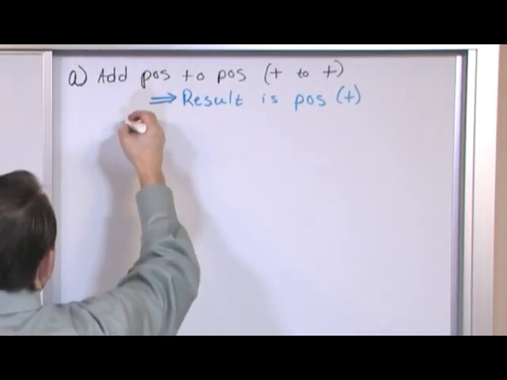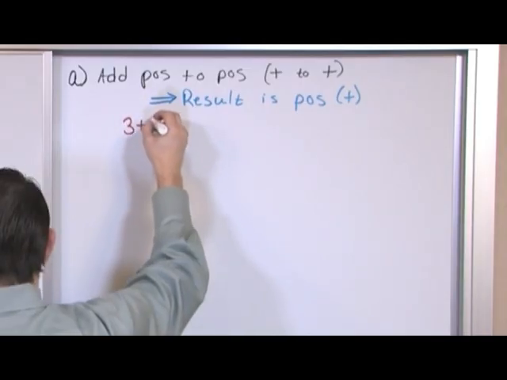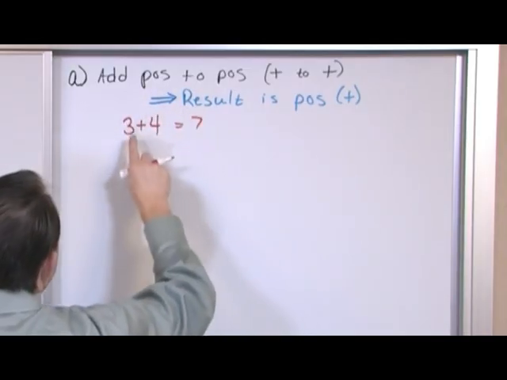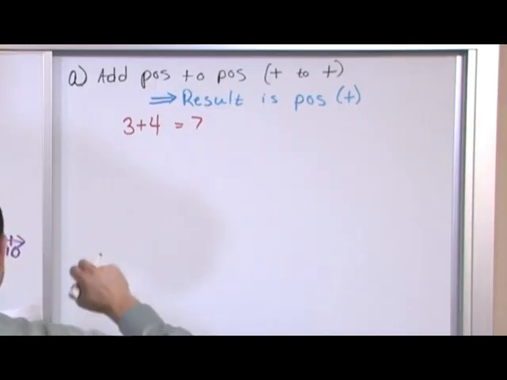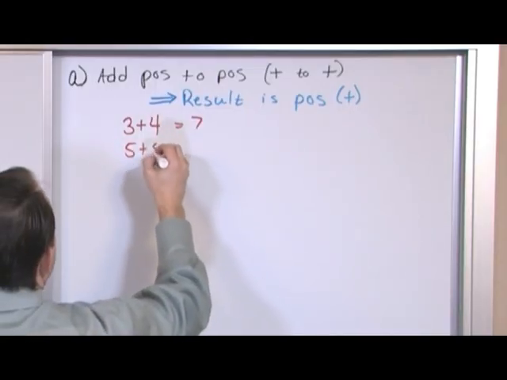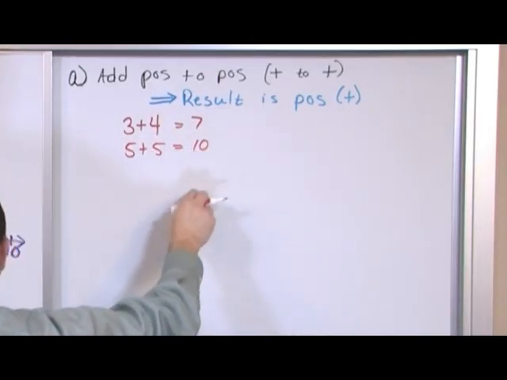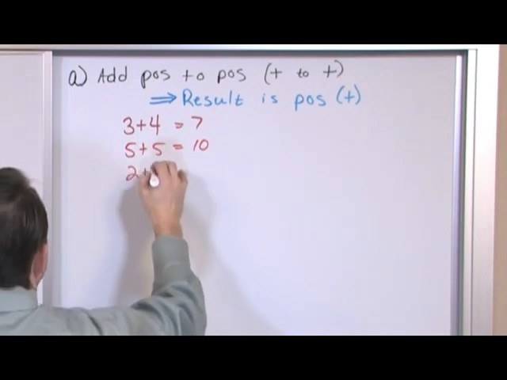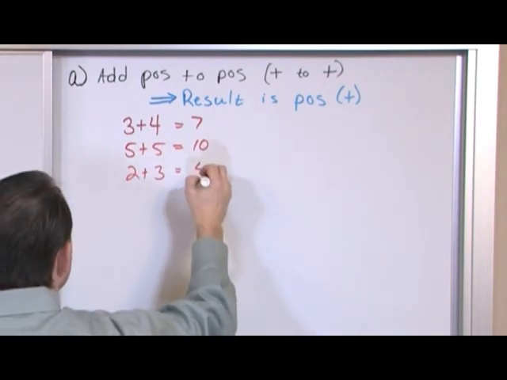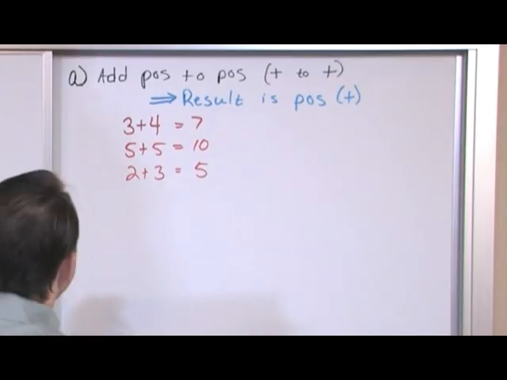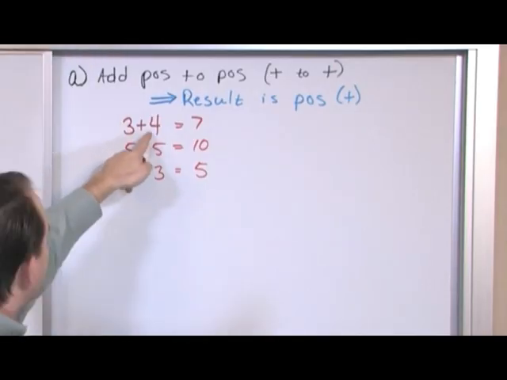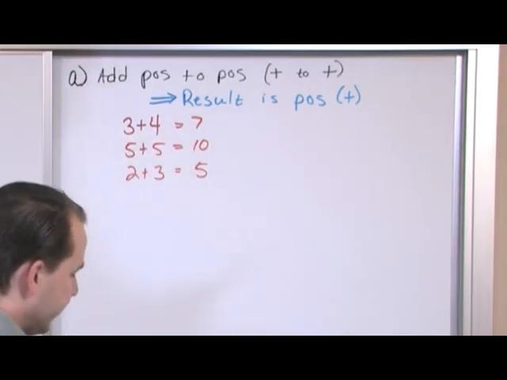So some examples. Again, I know it's trivial, but just to make it clear, 3 plus 4 is 7. This is a positive plus a positive. You're always going to get a positive. 5 plus 5 is 10. Always going to get a positive. 2 plus 3 is equal to 5. Always going to get a positive. So this would be like 3 cars plus 4 more cars, going to give me 7 cars altogether.